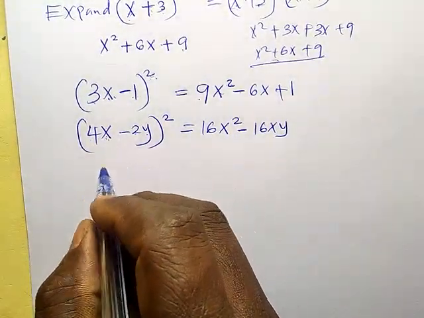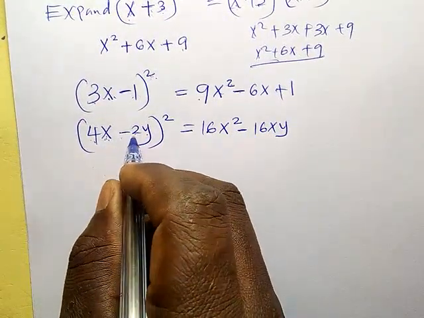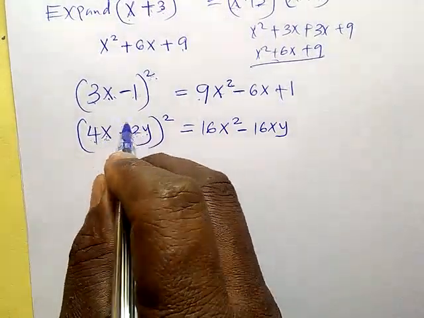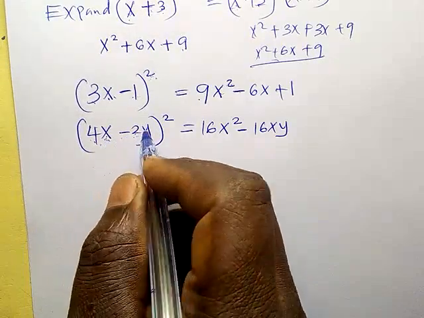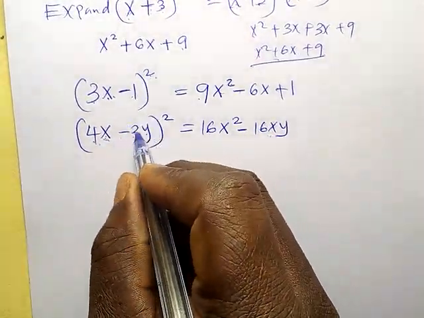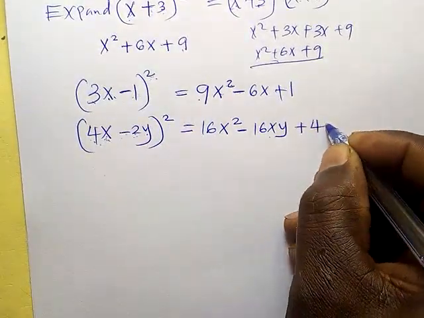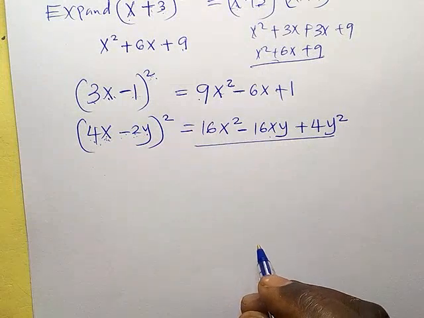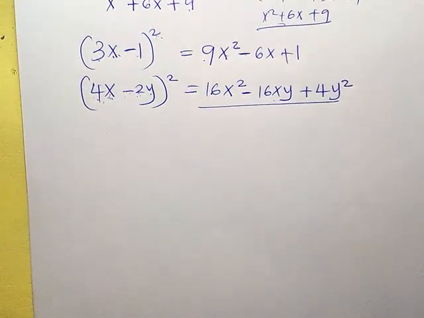Let me repeat that. You do like this. 4x times negative 2y, you get negative 8xy. Times 2, 16, negative 16xy. You write it. And then you square this. Negative 2y squared is positive 4y squared. You have expanded that, as simple as that. That was a recap, by the way. So let us now go into business.